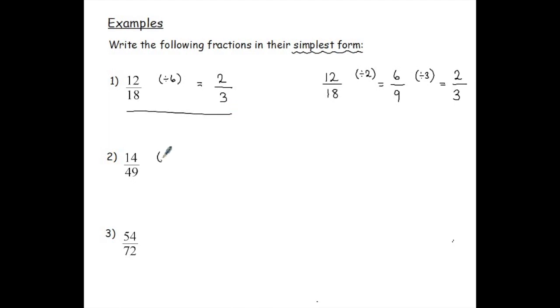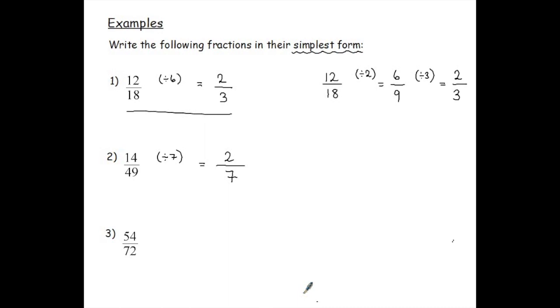So if we divide by 7 on this fraction, 14 divided by 7 gives us 2. And 49 divided by 7, remember 7 sevens are 49, so 49 divided by 7 is 7. If we have a look at this fraction now, it will not simplify any further because the only number that fits into 2 and 7 is 1.